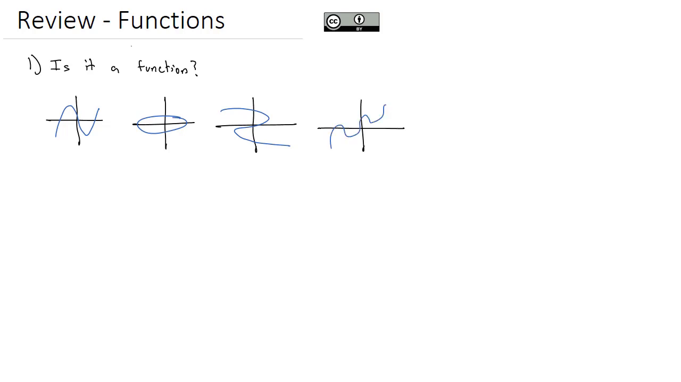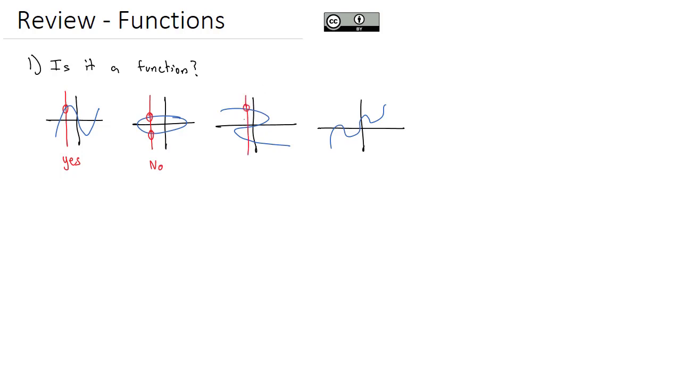Well, in order to be a function, we should be able to draw a vertical line through the graph and only hit the graph once. So you notice this first one, wherever I draw a vertical line, it only crosses the graph once. So we can say that one, yes, is a function. But the second one, we crossed the graph 2 times. So no, that is not a function, because every input is only allowed a single output.